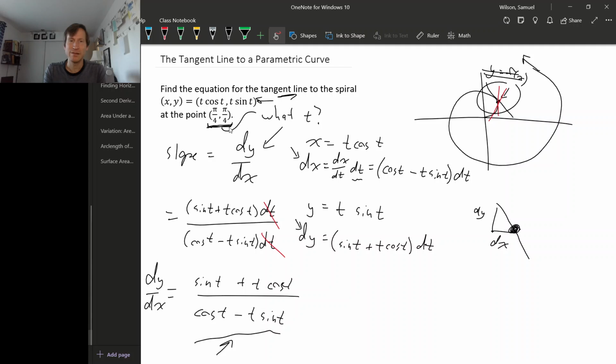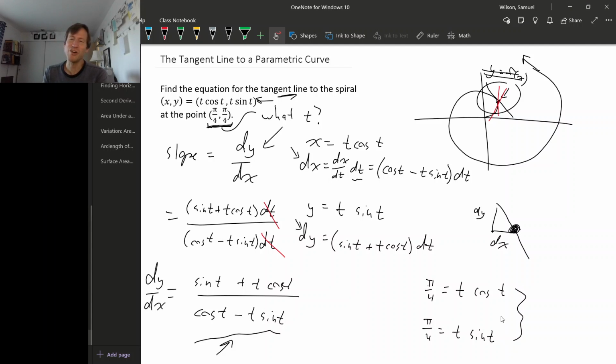Well, we have the point pi over 4 comma pi over 4, so pi over 4, that's the x-coordinate of the point, but the x-coordinate is given by t cosine t, and the y-coordinate of the point is pi over 4, and the y function is t sine t. So what we need to do is take these two equations and solve them for t.